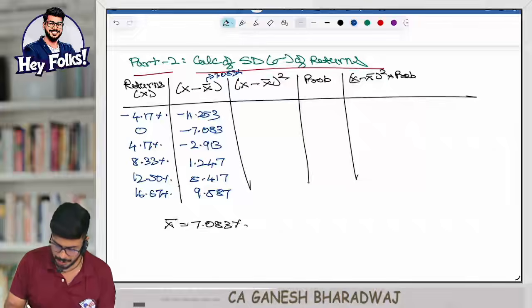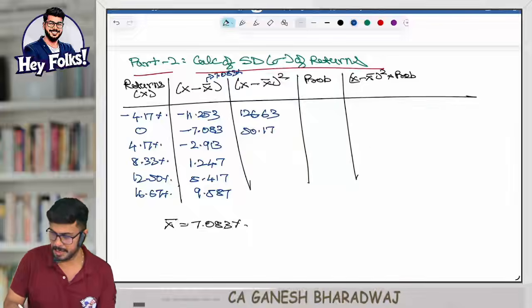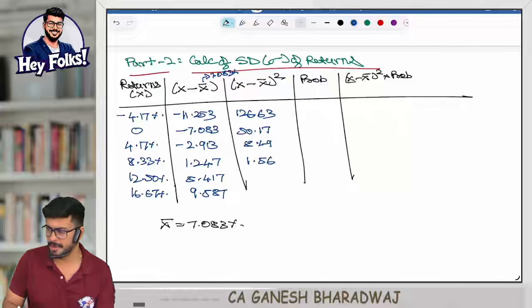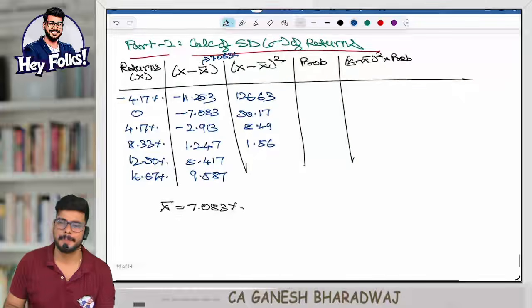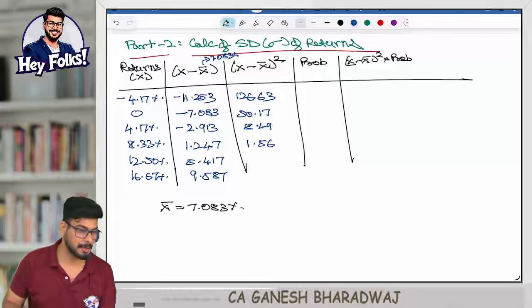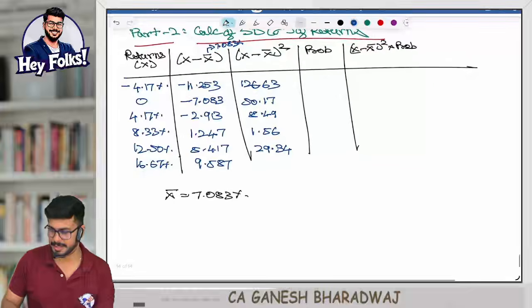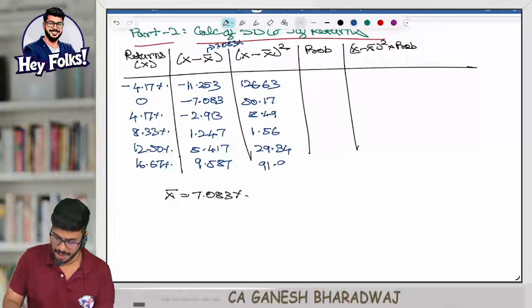Now come on, x minus x bar the whole square, how much is that? 11.253 into, is equal to... figure, come on, quick. 126.63, then 50.17, then 8.49, very good. Then 1.56, round it off. Then give me the answers, come on. 29.34. What happened? Are you guys facing any issue? Slowly start getting the speed. 91.91. Very good, very good.